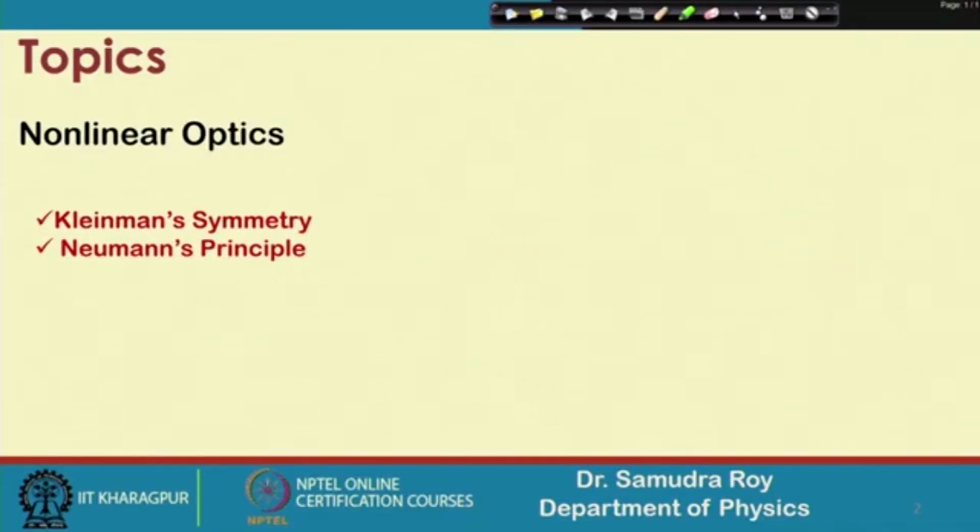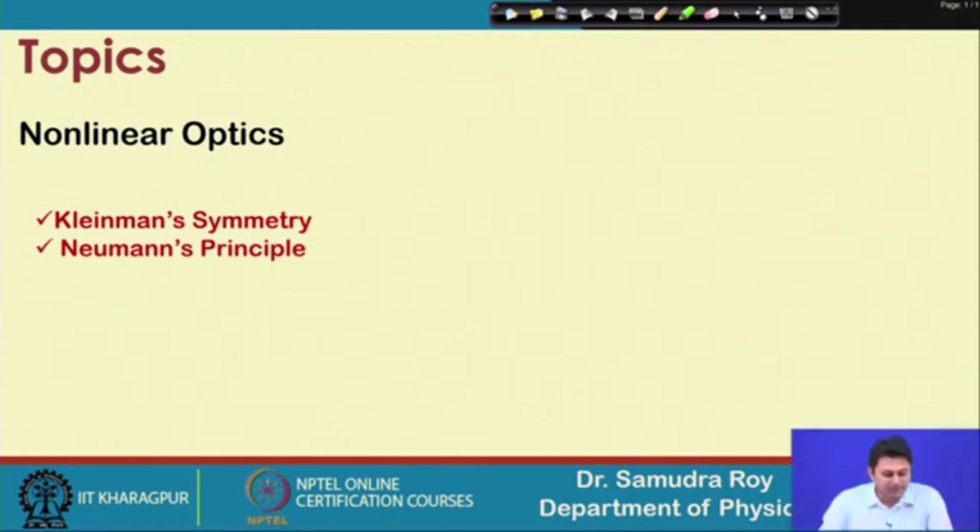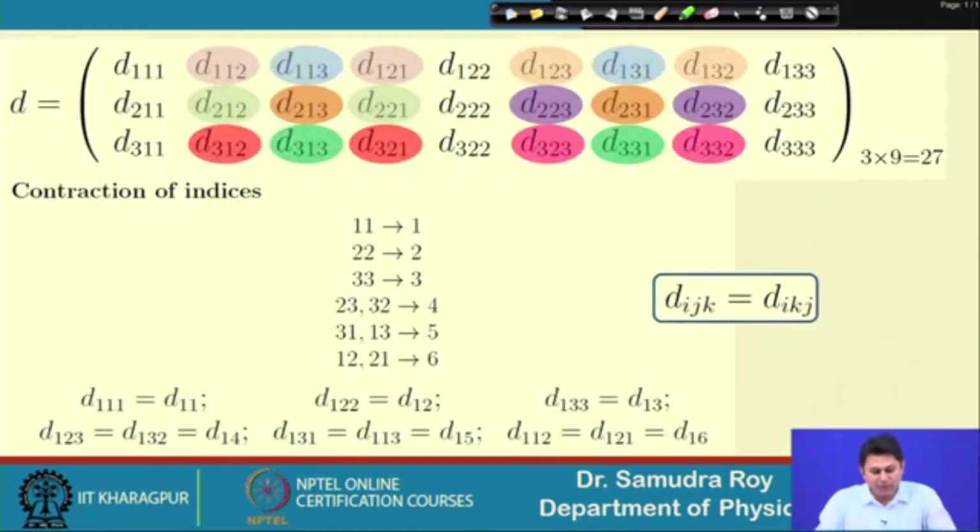Today's main topics will be two important concepts. One is the concept of Kleinman's symmetry, which we are going to apply to find out different relationships in the D matrix, and second is Neumann's principle. So, what is Neumann's principle, and using Neumann's principle how it is possible to find out the different components of the D matrix, that we are going to learn in this class. So, let us go back to our previous class.